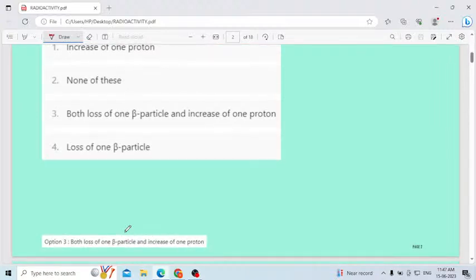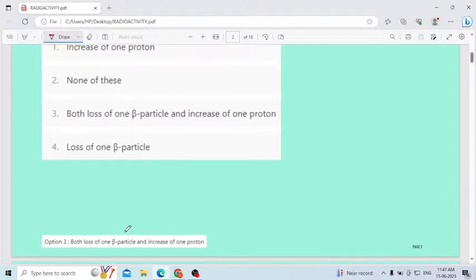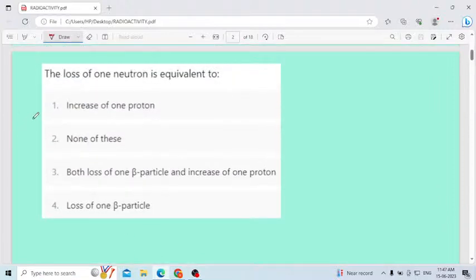Let us discuss the answer. Both loss of one beta particle, increase of one proton. The correct answer for this question is option 3. Understand the question first. The loss of one neutron. Neutron is neutral. It does not carry any charge. Then here when you will get a loss of neutron, in which case there will be a loss of neutron, it will occur only in the case of a beta decay.